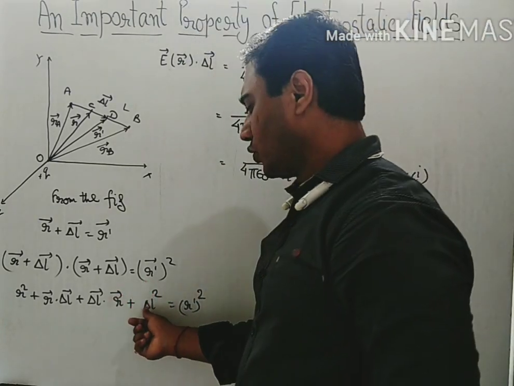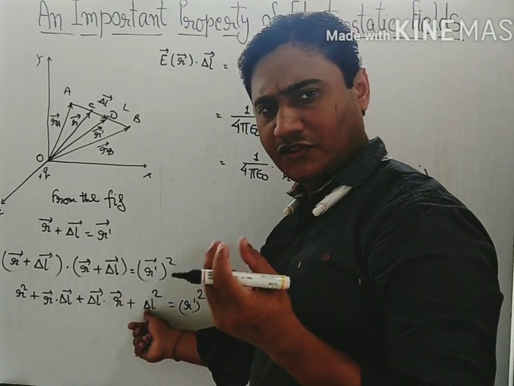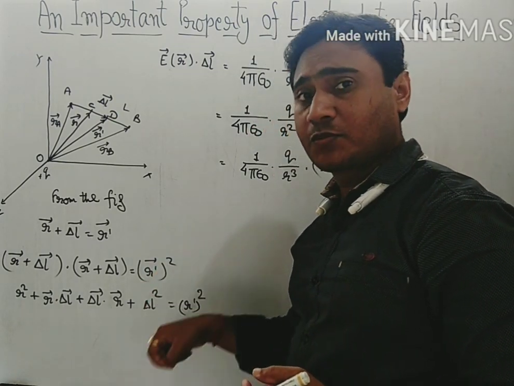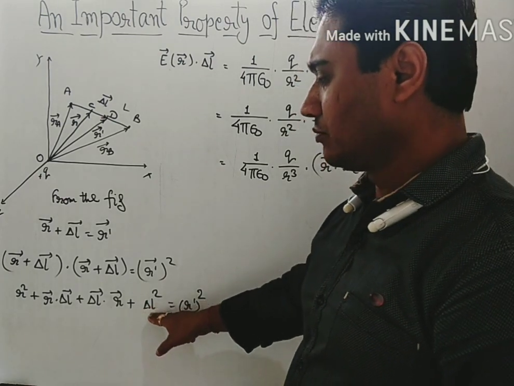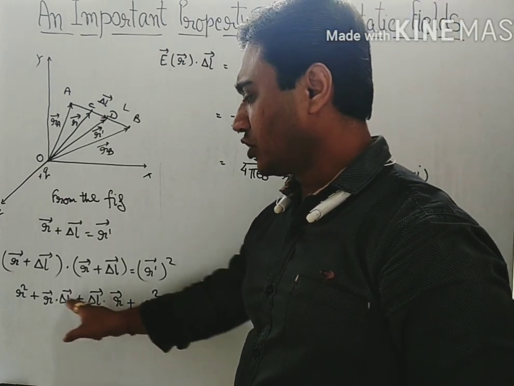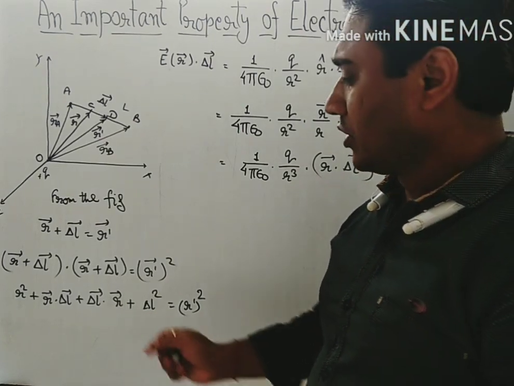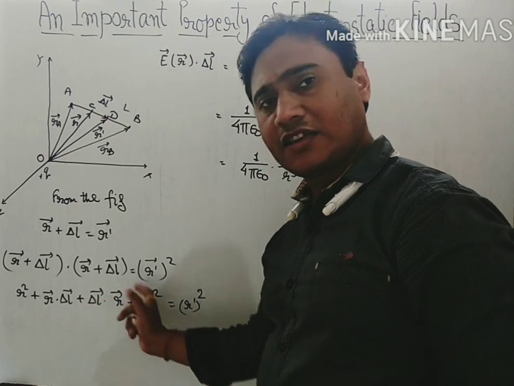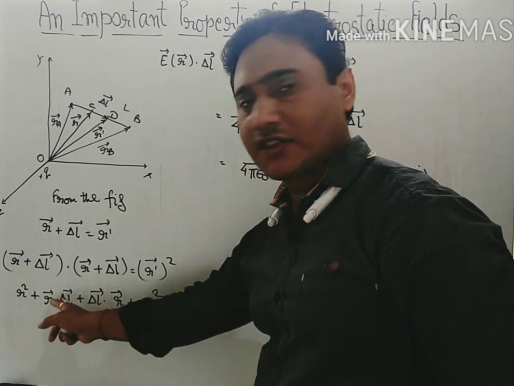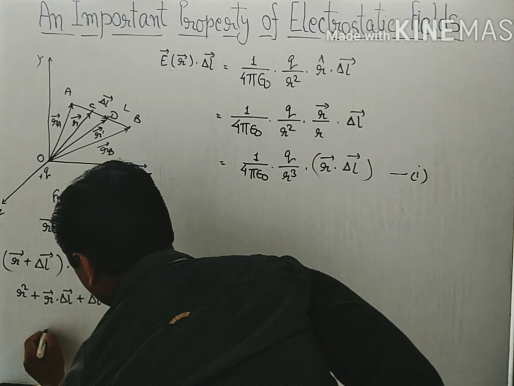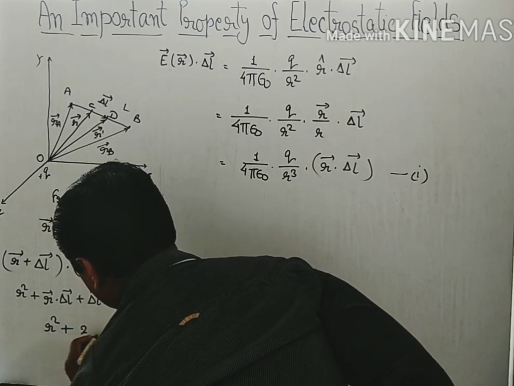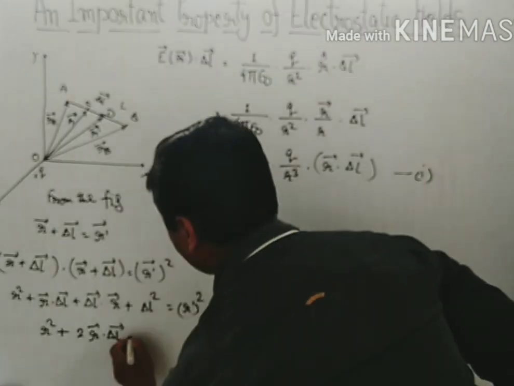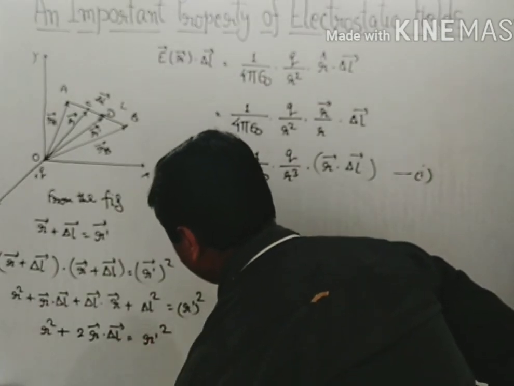Now as we know, delta L itself is infinitesimally small. If we take the square of it, it will be quite smaller. So just neglecting this term, and as we know, dot product, scalar product is commutative, this can be written as further vector R dot vector delta L. So this makes twice of this term. So we have now with us R square plus twice of R dot vector delta L, which is equal to R prime square.